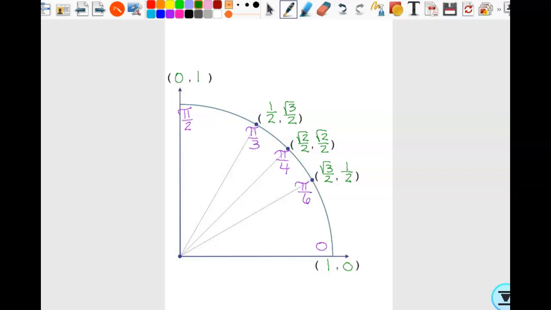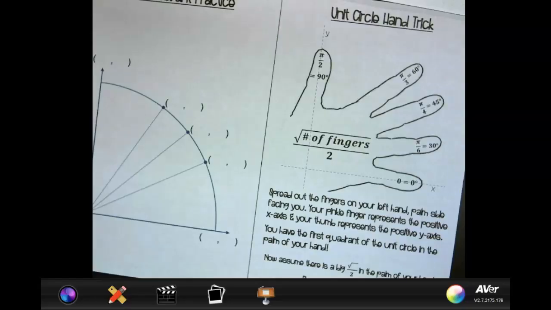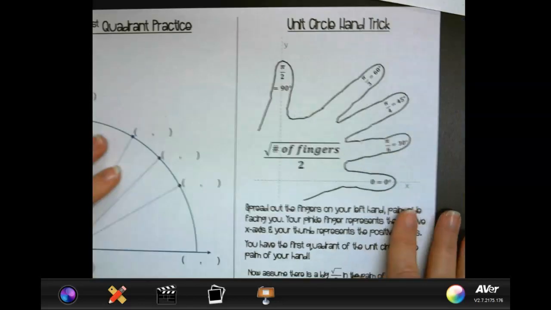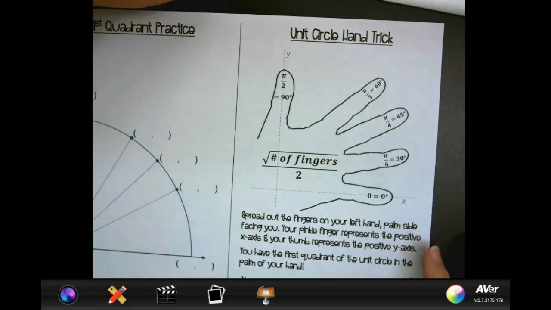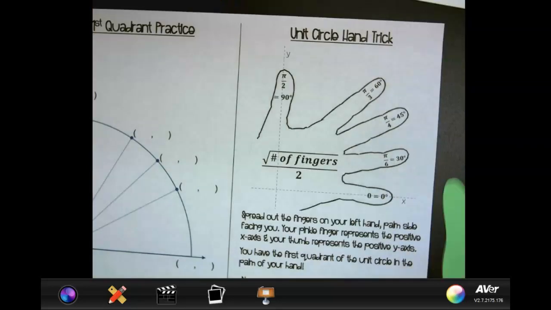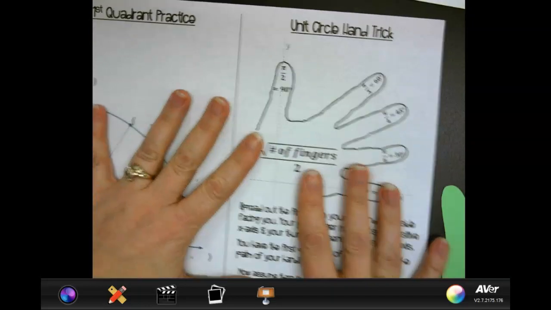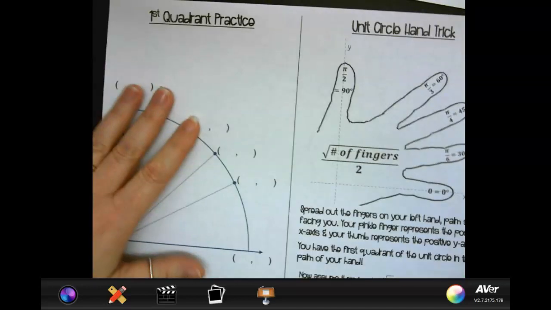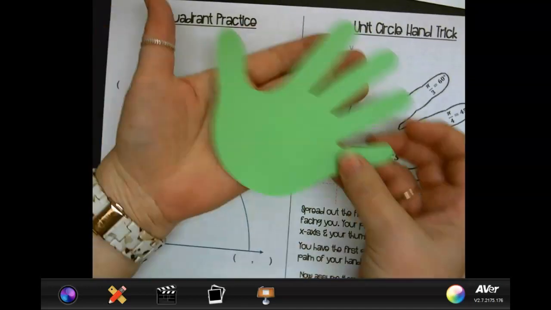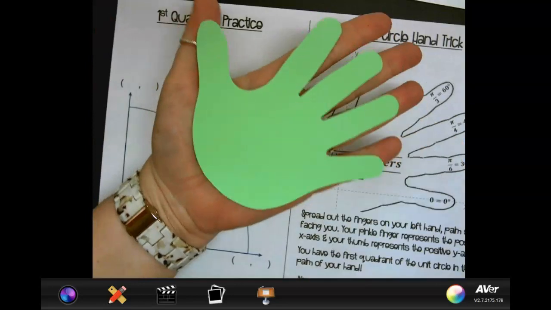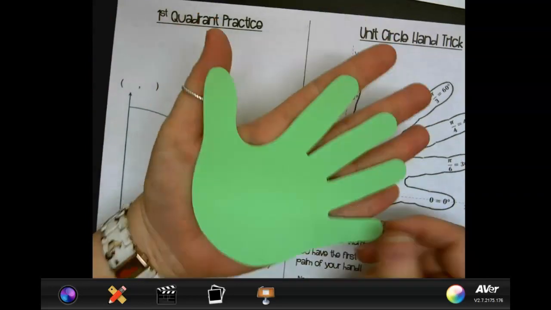So we are going to look at one of the most useful things for knowing our trig values. It's a hand trick. My first year that I taught this, I attempted to just explain it with my hand and have the students do it, and it worked. So I was like, we need a physical little hand in front of us. So I want you to take this hand. This is like your left hand, palm up, probably a little smaller, but that's what it's representing.